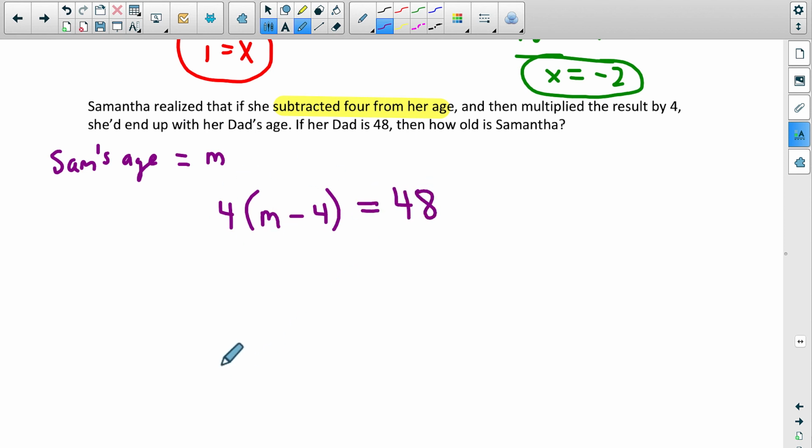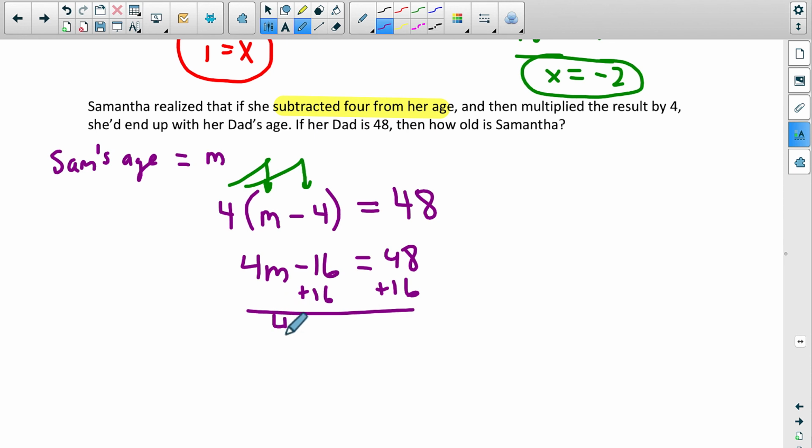Now we can figure out Sam's age. How do we do that? Distributive property. Feed the chickens. 4 times m, 4m. 4 times negative 4, negative 16, and it still equals 48. So we got to get that m by itself. Let's get rid of the negative 16 or the minus 16 by adding 16 to both sides. So 4m, the 16s are gone. 48 plus 16 is 64. Last step, since this is 4 times m, we're going to do the opposite and divide by 4 on both sides. So m equals 4 goes into 64, break out the calculators, 16.